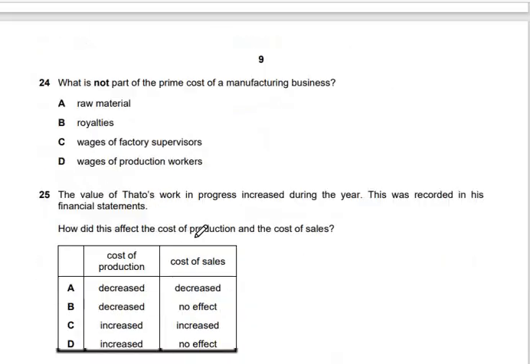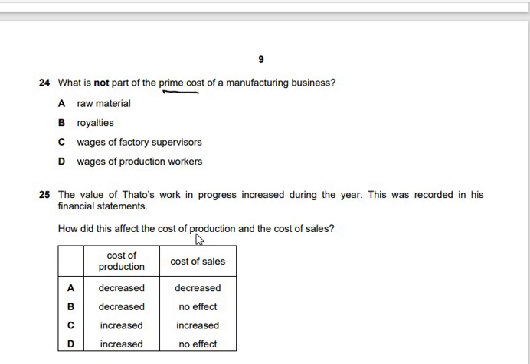All right. So question number 24. What is not part of the prime cost of a manufacturing business? So remember, a manufacturing business, it's actually showing how much money is being used to manufacture the goods, right? So now the question, what is not part of the prime cost?